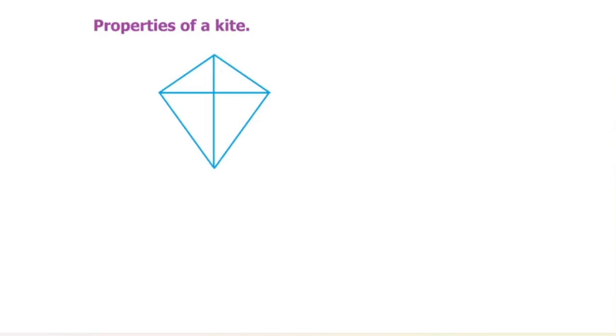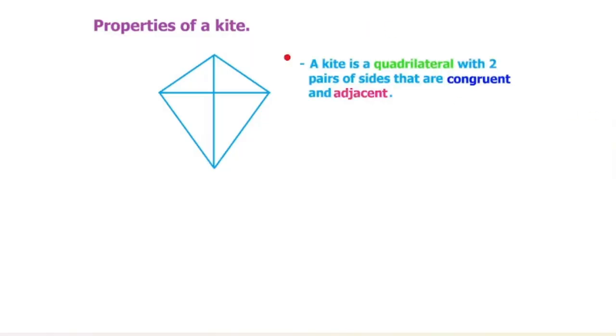In this lesson, we're going to learn about properties of a kite. So I'm going to go through them individually in detail. A kite is a quadrilateral with two pairs of sides that are congruent and adjacent. I'm just going to list all the properties, and then I will redraw this kite and point out each individual property on the kite.